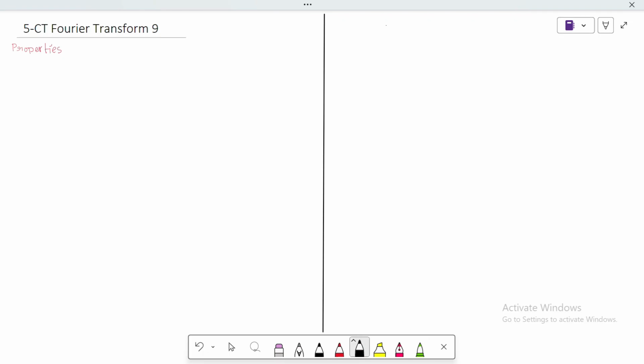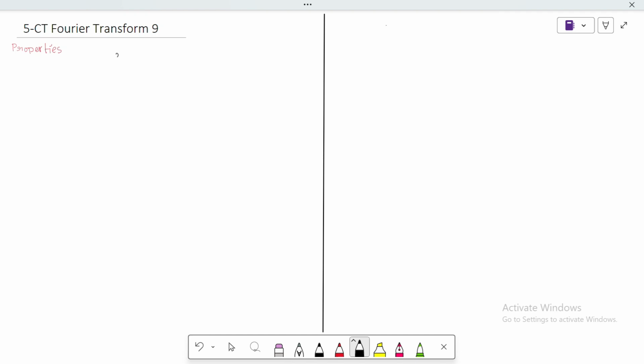We studied the properties in the continuous time Fourier series and discrete time Fourier series. Before entering into the properties of the continuous time Fourier transform, I would like to write the formulas for the continuous time Fourier transform and the inverse Fourier transform.